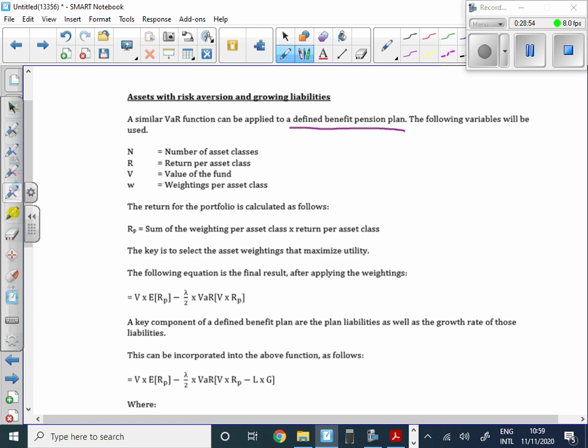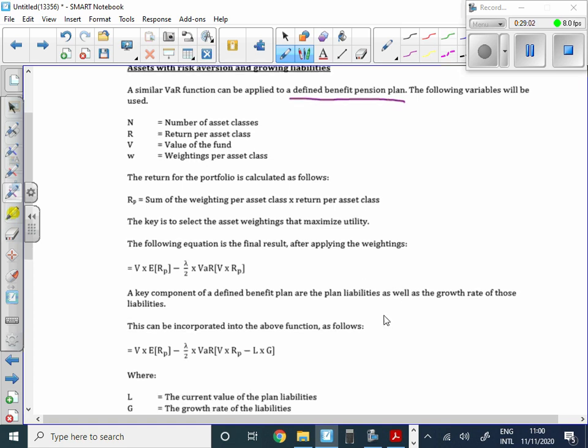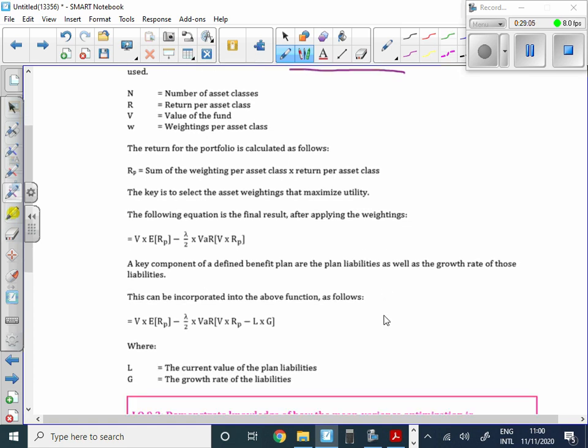Here's my calculations. If you have a look over here, what we're doing is we're coming out with the various asset weightings. We'll show you more of this as we go. If you look at the calculation, V, value of the fund, times expected return, less lambda by 2. Lambda, of course, we always know by now, guys, is the risk aversion. VAR, I'm just using that as my method. I could use others as well, of course, times value times return. Very interesting formula, but of course here I'm not growing my liabilities.